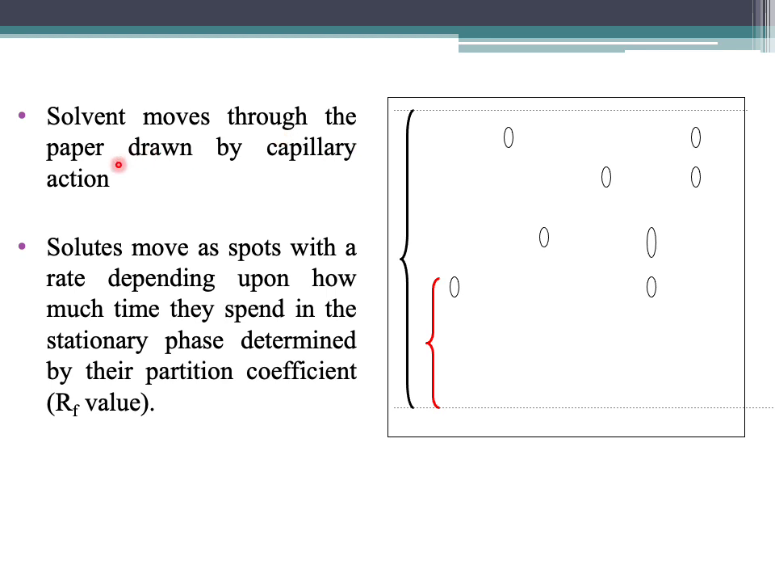The solvent moves through the paper, drawn by capillary action. So, the solutes move as spots at a rate depending upon how much time they spend in the stationary phase, determined by the partition coefficient, that is the RF value. So here, when we put it in the mobile phase, we see it moving through the paper, depending on how long it stays in the stationary phase. So, we will determine its RF value.